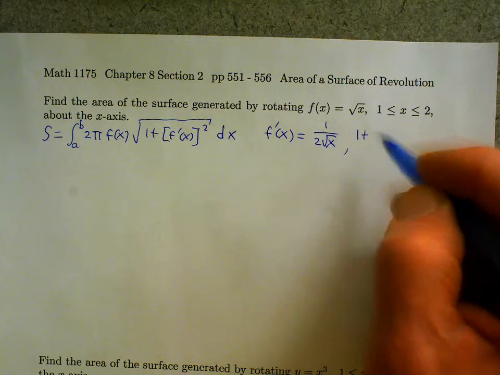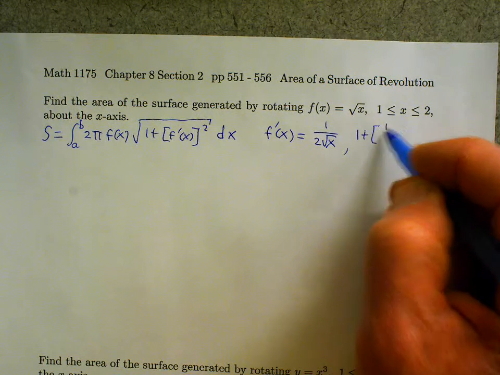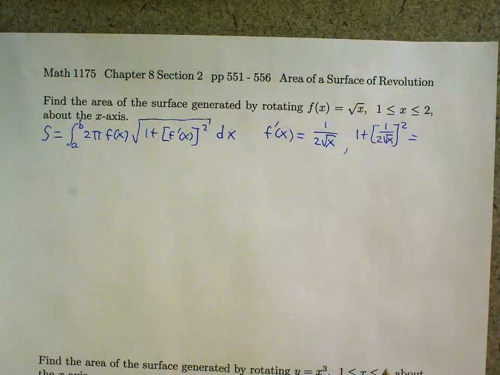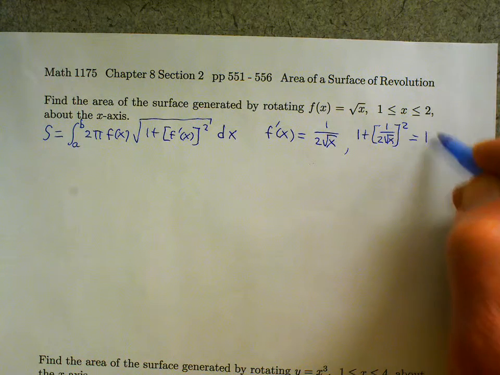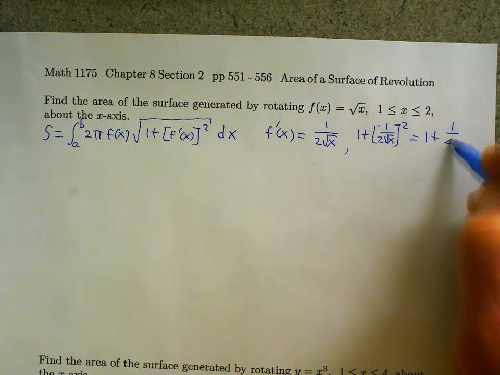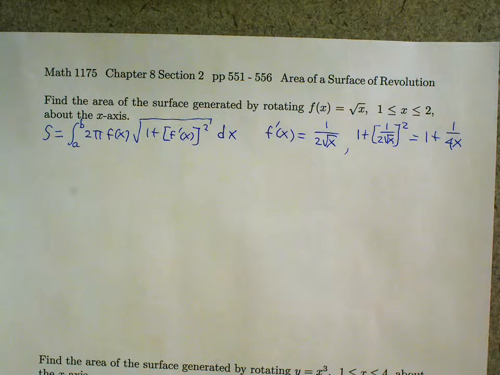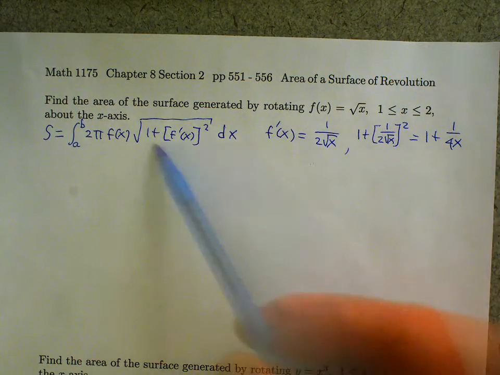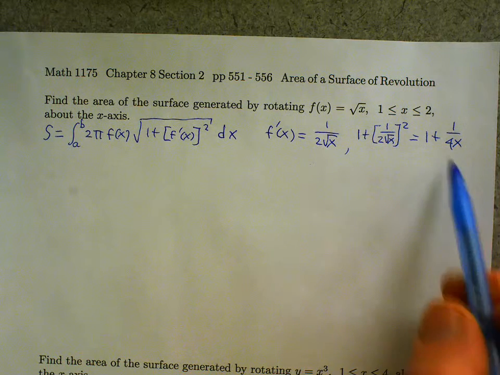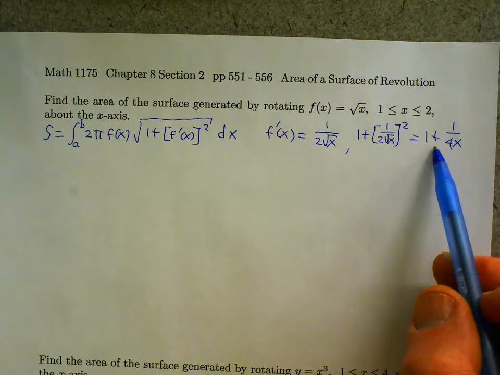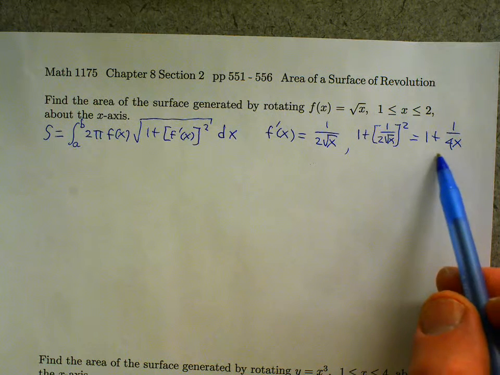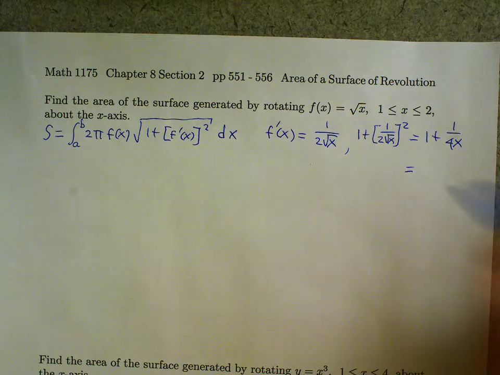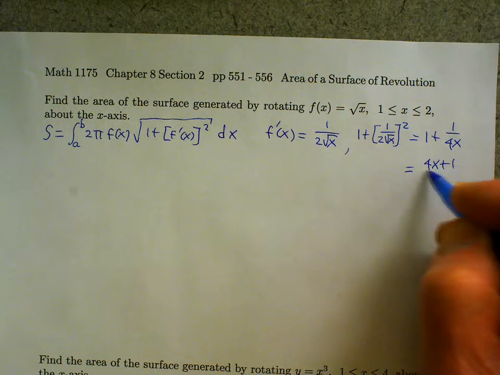1 plus the square of 1 over 2 times the square root of x. So here we just get 1 plus 1 over 4x. And since this is going to go inside the square root, it's usually an advantage to write this as a single rational expression with a common denominator. So 1 plus 1 over 4x is equivalent to 4x plus 1 all over 4x.